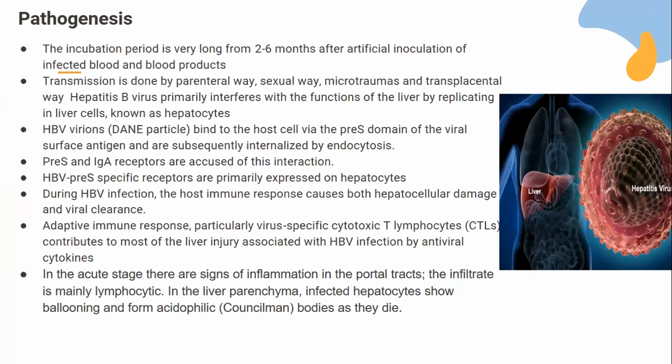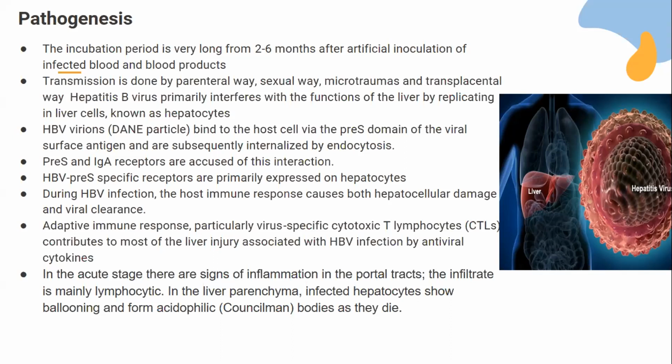This was already mentioned in the previous report. I will just read this. For the pathogenesis, the incubation period is very long, from 2 to 6 months after artificial inoculation of infected blood and blood products. And the transmission is done either by parenteral way, sexual way, microtraumas, and transplacental way.